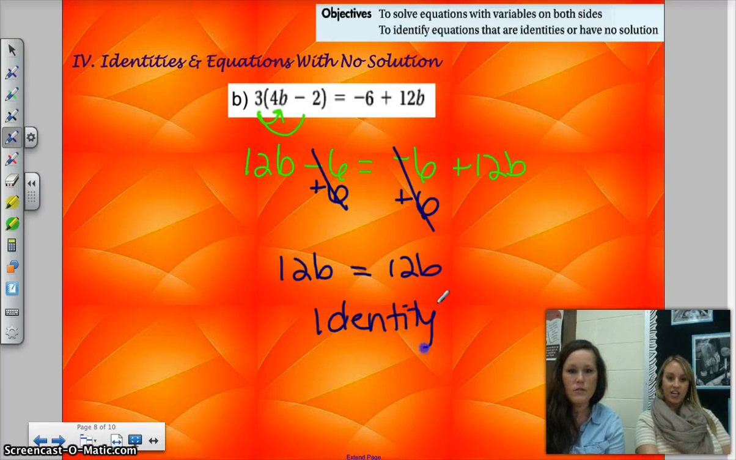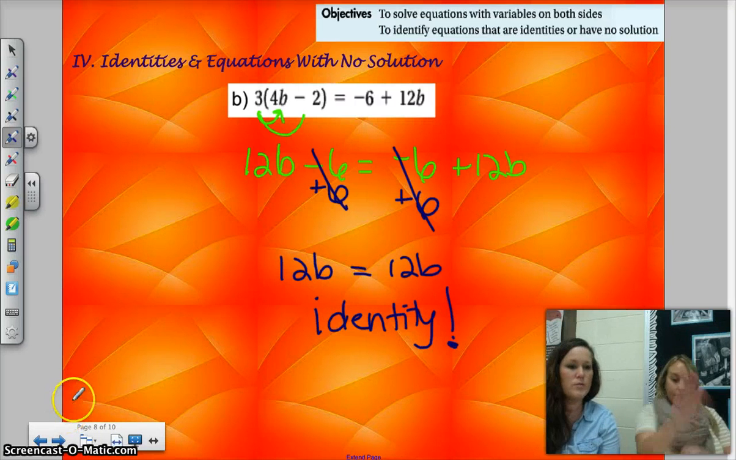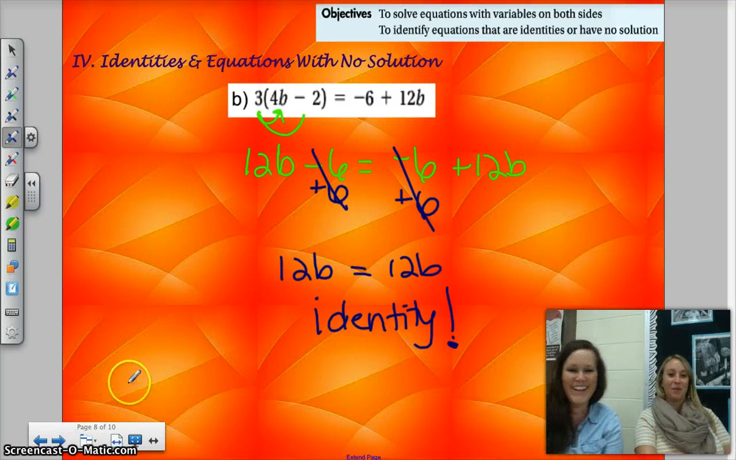Identity. I feel like one of those Japanese game shows. Yeah, that's what we do. We need a buzzer. I've got my easy button. I'll get it out. We'll do it.